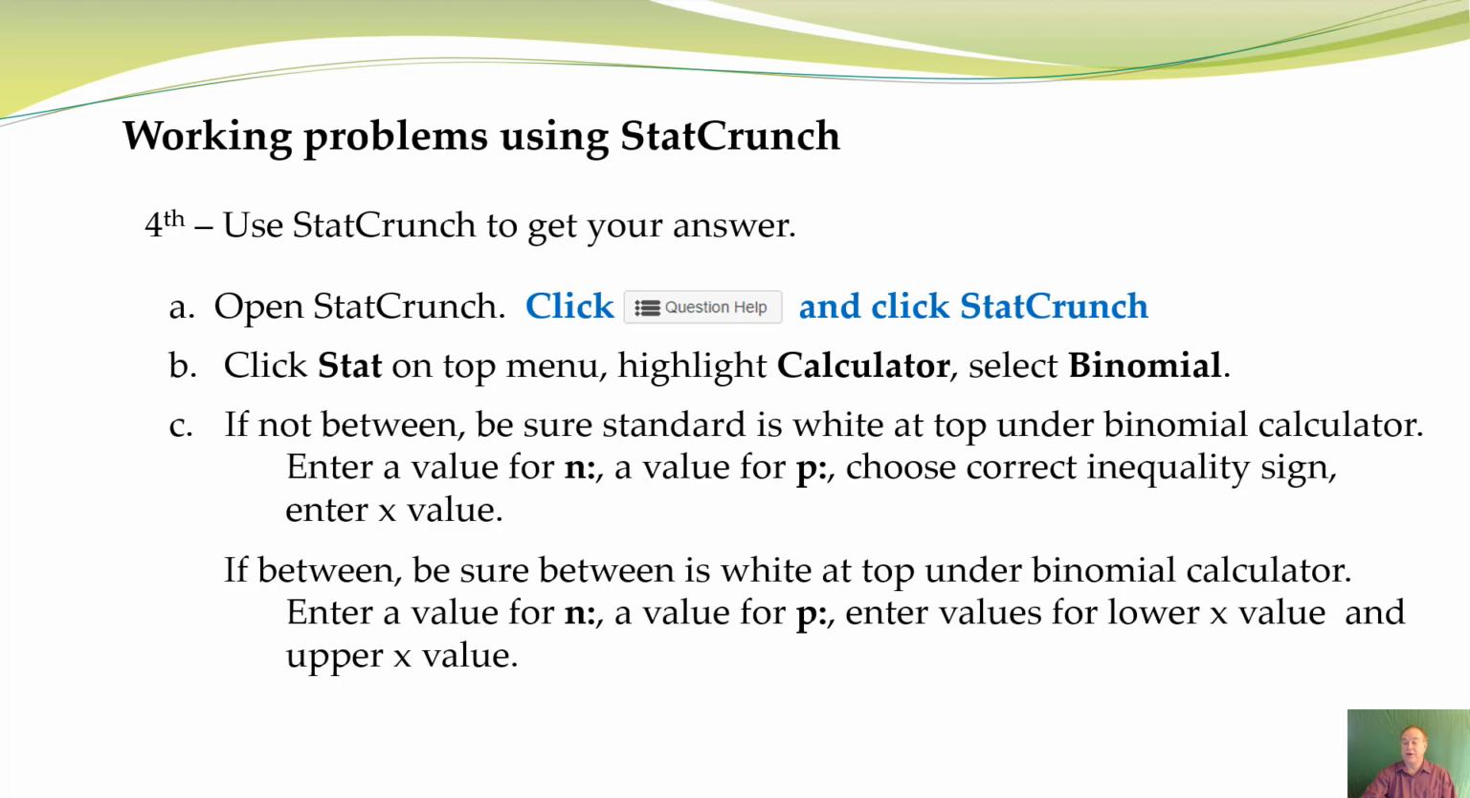Then you would enter your value for n, value for p, choose the correct inequality sign, enter your x value, and click Compute to get your answer. Now if it's between, then you would click Between, so it turns white at the top. Then you would enter a value for n, value for p, and enter a lower value for x and an upper value for x. Then you would click Compute.